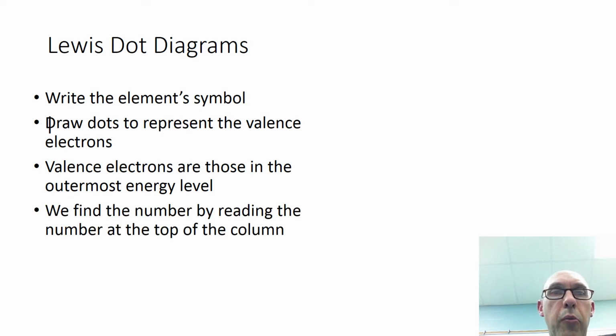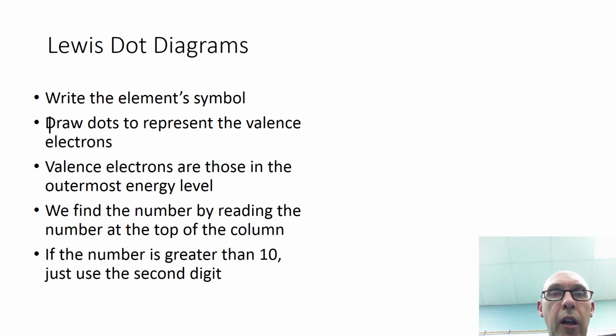We can find the number of valence electrons by reading the number at the top of a column. The numbers are from left to right, numbers 1 through 18. Now if the number happens to be 10 or greater, we just use the second digit. So if we're in column 16, we drop the 10s and we just use 6. So let's do a couple of examples.